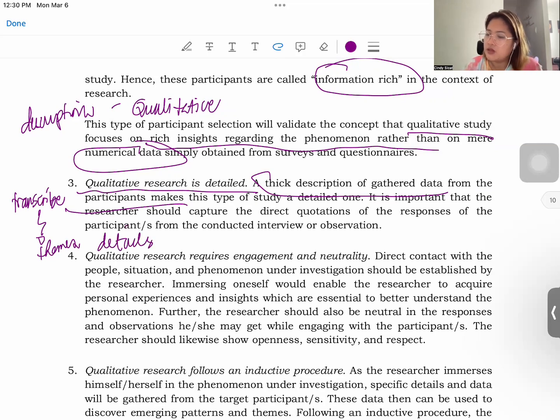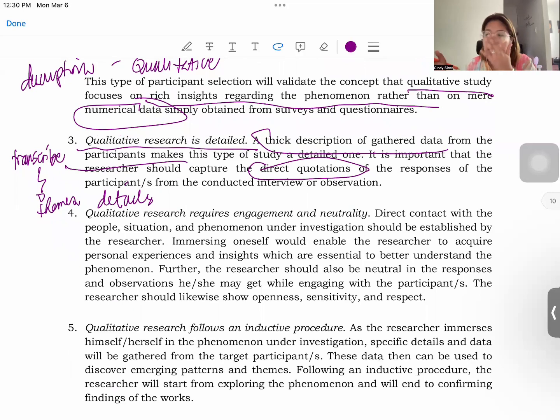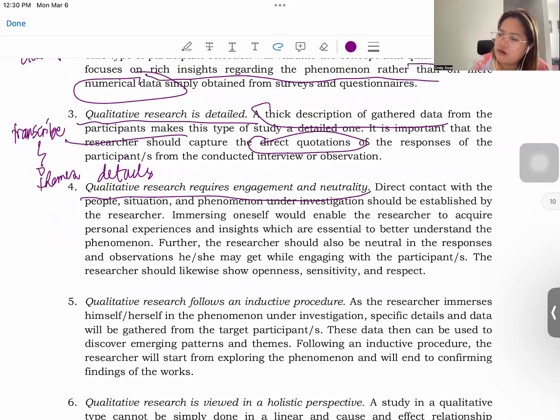Okay? So, it is important the researcher should capture the direct quotations of the responses. By the way, don't forget, bago ka mag-record, make sure na nag-consent, may consent from the interviewee. Kung ayaw niya magpa-interview ng naka-record, you really have to note things down. Okay? Hindi yung parang ninja ka na nagre-record ng usapan nyo na hindi alam ng other person, because that's wrong. Okay? And that's unethical.